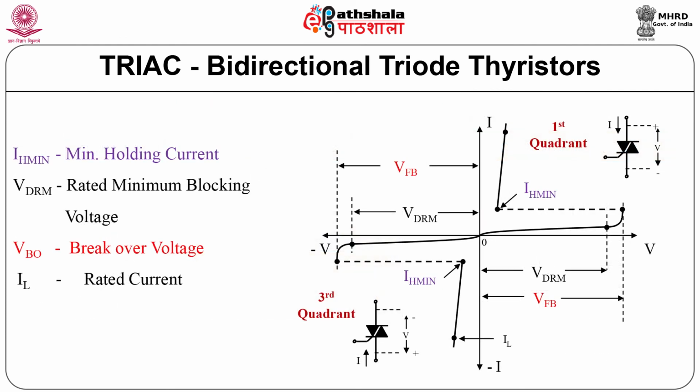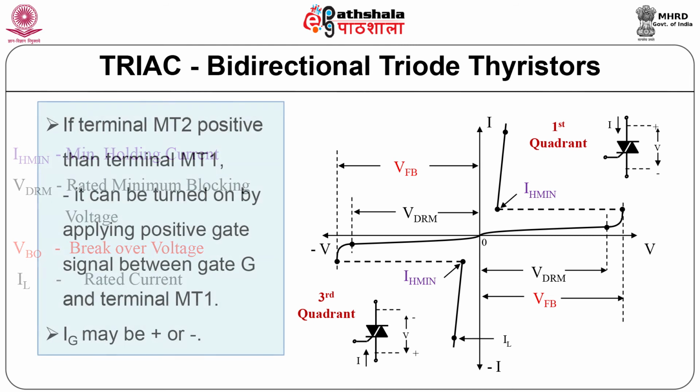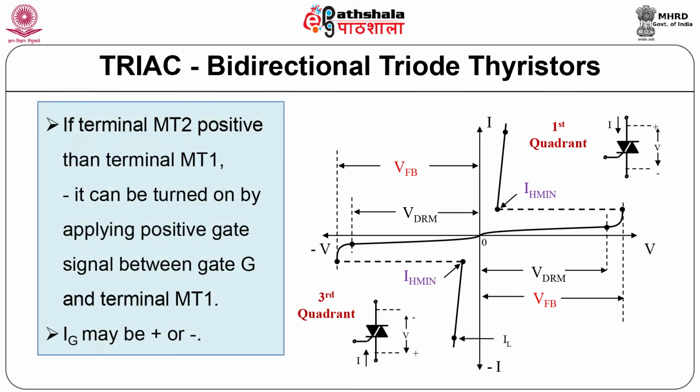Figure shows the IV characteristics of TRIAC. From the characteristics, it is evident that it works in the first and third quadrant with control. So, TRIAC can be controlled by gate current. There are various parameters which are shown in the figure. Now, we will see the turn on.